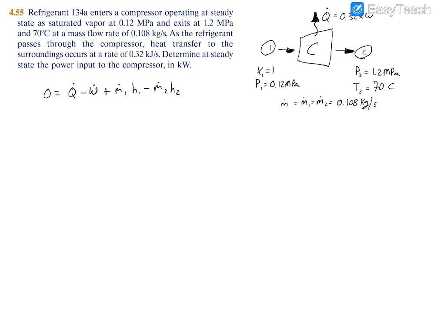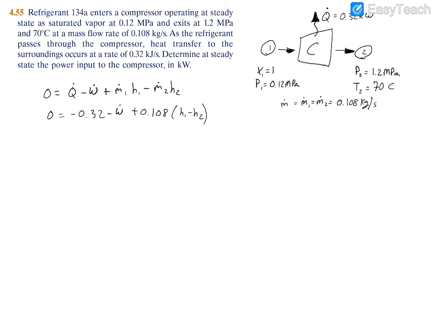Now, if we just plug in our numbers, we have 0 equals negative 0.32 kilowatts. Remember, kilojoules per second is just kilowatts. Minus W dot plus 0.108, the mass flow rate given to us. And we're just going to take that M dot outside of this expression up here, and we're going to have H1 minus H2.